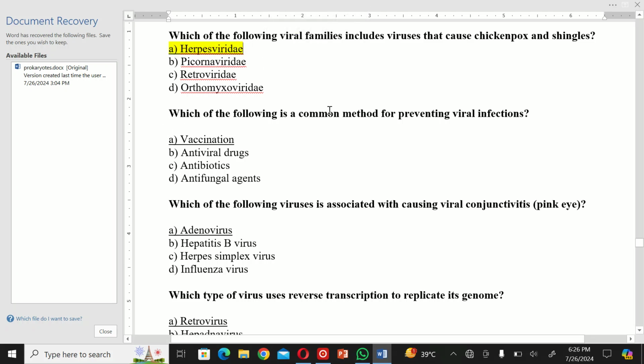Which of the following is a common method for preventing viral infection? A. Vaccination. B. Antiviral drugs. C. Antibiotics. D. Antifungal agents. So the correct option is A.